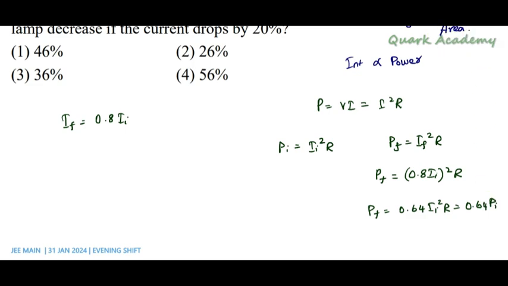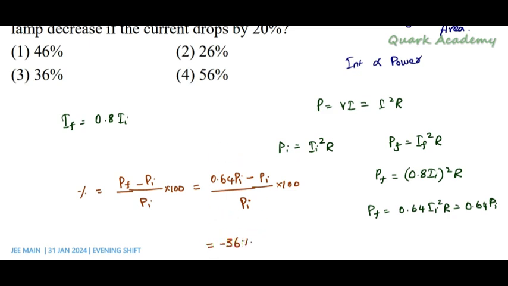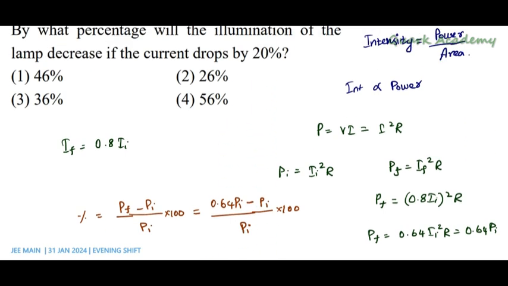Now we need to calculate percentage change. So percentage change is like final power minus initial power divided by initial power into 100. So here final power 0.64 into Pi minus initial power Pi divided by Pi and into 100. So we get negative 36%. And this negative indicates that it is decreased. So already that is denoted with the word drops. We can just take this 36.